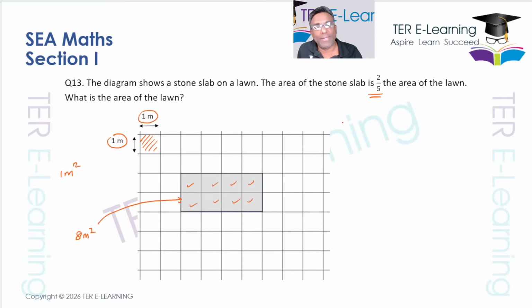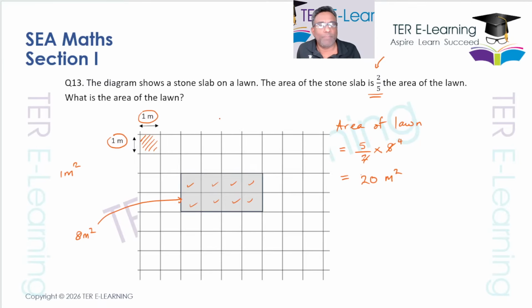So therefore, the area of the lawn, in this case, what we're going to do, we're going to invert this fraction. So you're going to write this as 5/2. And we're going to multiply that by the area of the stone slab here, which is 8. So 2 can go into 8 4 times. So 5 times 4 will give us 20. So it's going to be 20 meters squared.